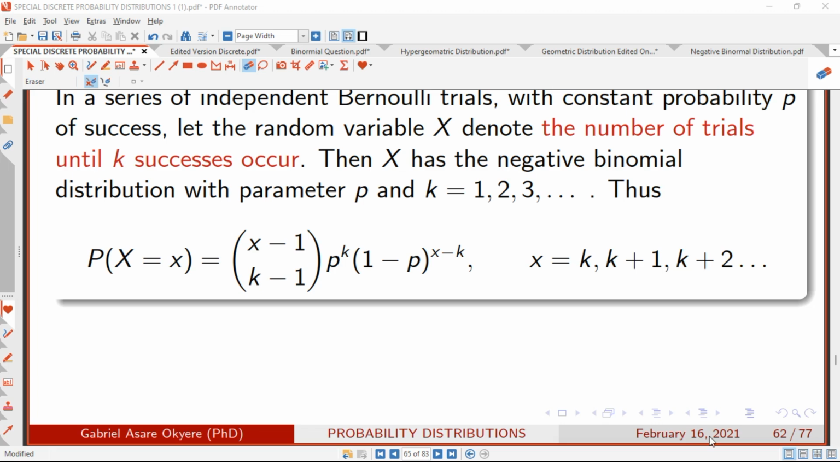k. Already we know that our X is the random variable, our k is the number of successes that occur, and p is the probability of success. So that is the description for that.